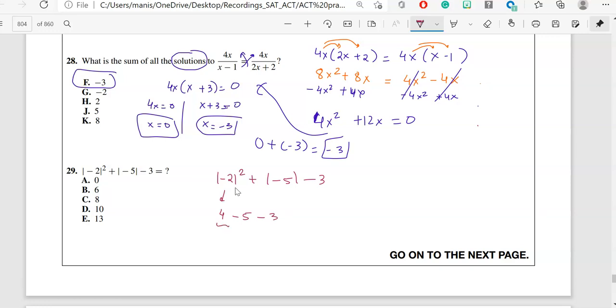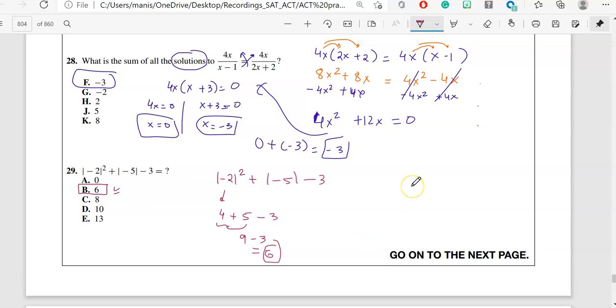Sorry, if you pay attention to this part, what happens is this will be a plus 5. So 4 plus 5 is 9. 9 minus 3 is what? 9 minus 3 is 6. That's your answer choice. So answer choice B is the correct answer for this problem.